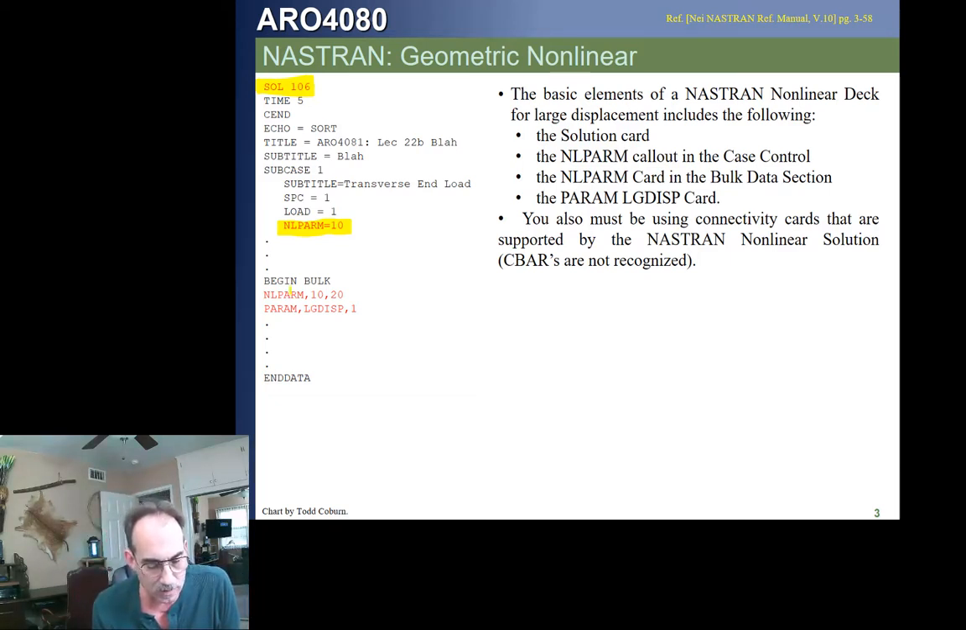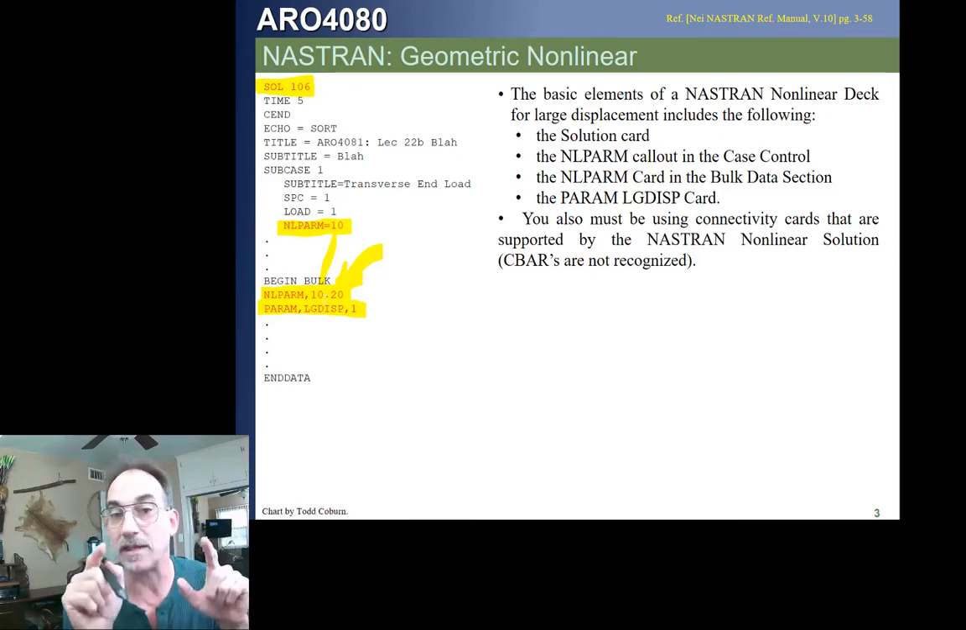And then down here in the begin bulk, we're going to get two cards. One of them is our NLPARM card. You'll notice that the ID called out here in the case control has to match the ID called out in that NLPARM card, and also it has more information that we'll look at in a minute. And then the last card that's different is this parameter large displacement. Now we can use a few different things, 1, 2, -1, and other things. We'll look at that in a minute.